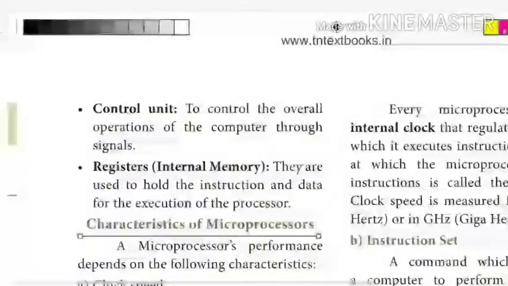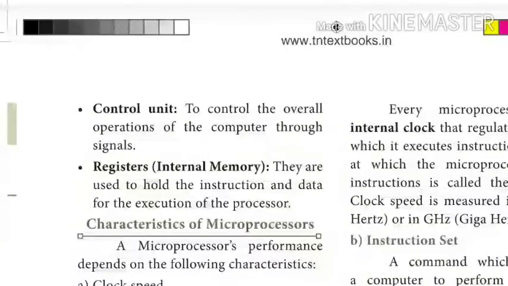So the second thing is the control unit. The control unit controls all the parts which are connected to the computer. So next is register. Register is a simple storage unit. So you can control the parts by using this control unit.